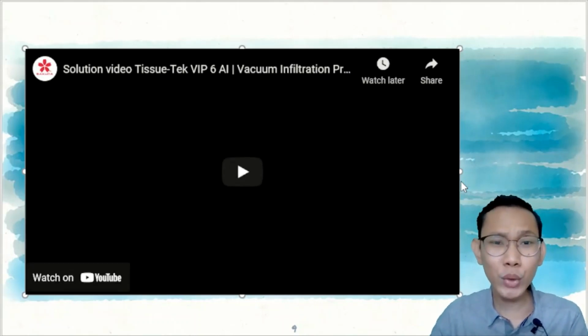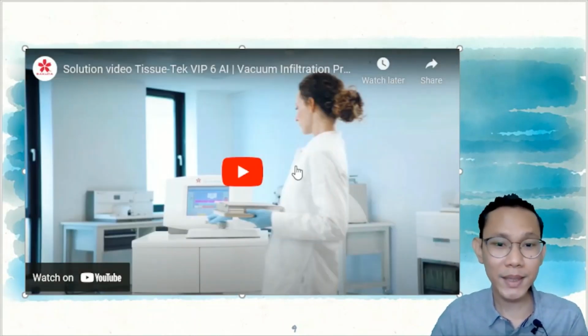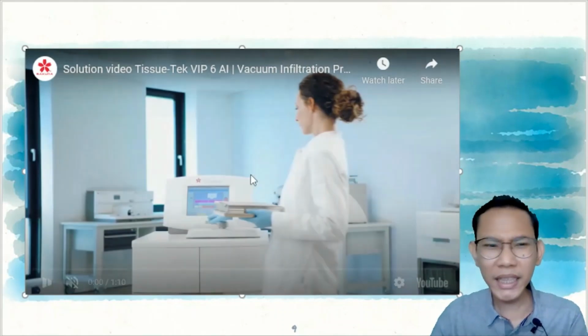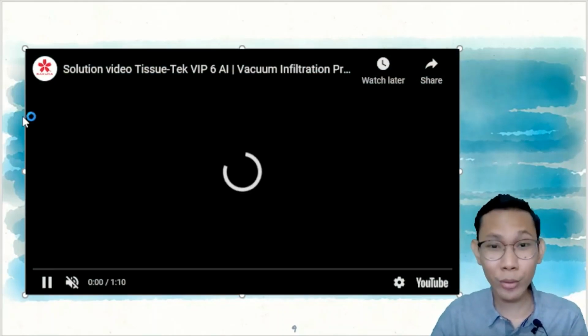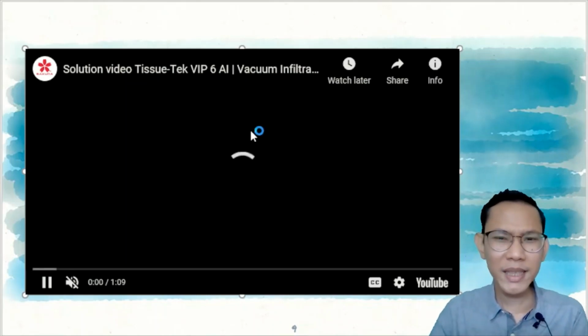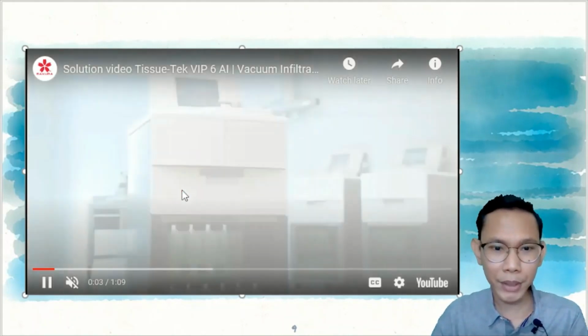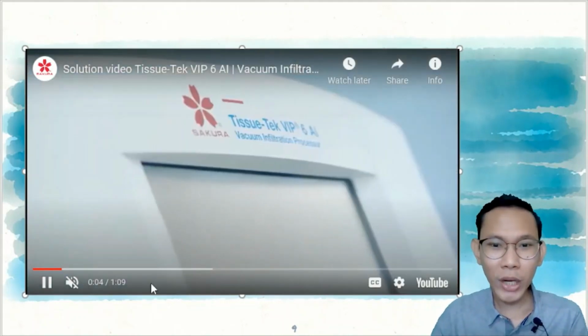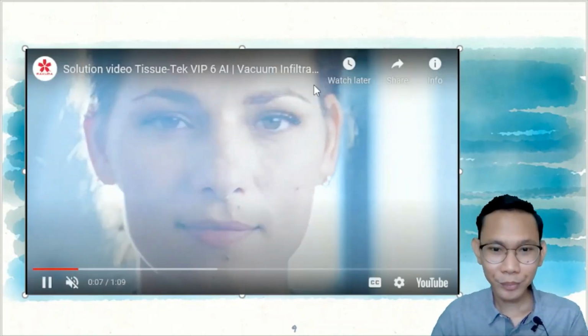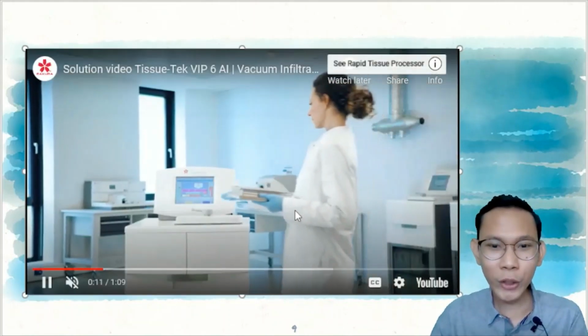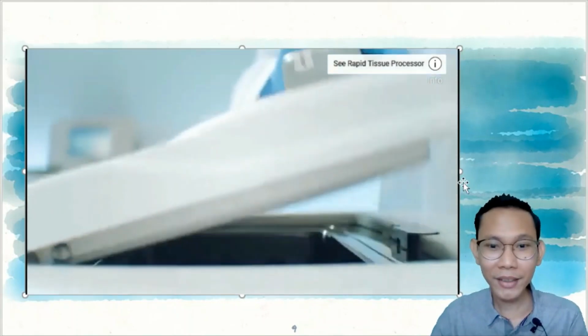So this is a solution video, Tissue Tek VIP 6 also. Actually, this is a Sakura na machine. I never see anything before ng ganito, pero ang nakikita ko lang talaga is, ang common lang talaga is yung carousel type. Kasi this is a bit expensive. So Sakura Tissue Tek VIP. So again, ito yung ating machine. Ayan. Diyan yung ating mga tissue sample na nakalagay.